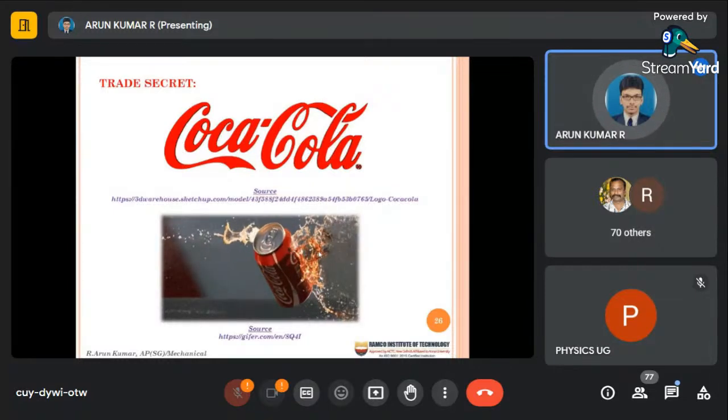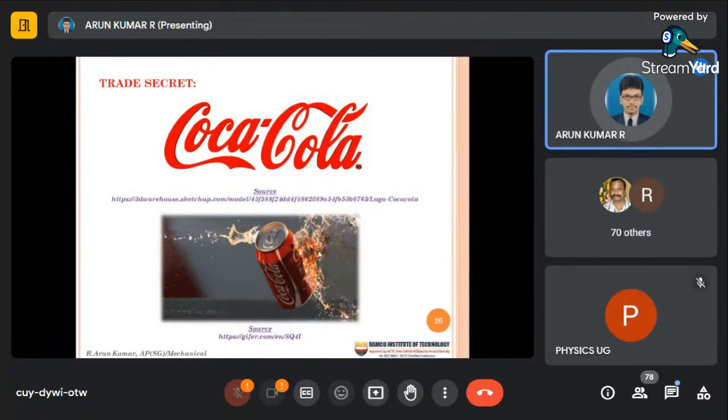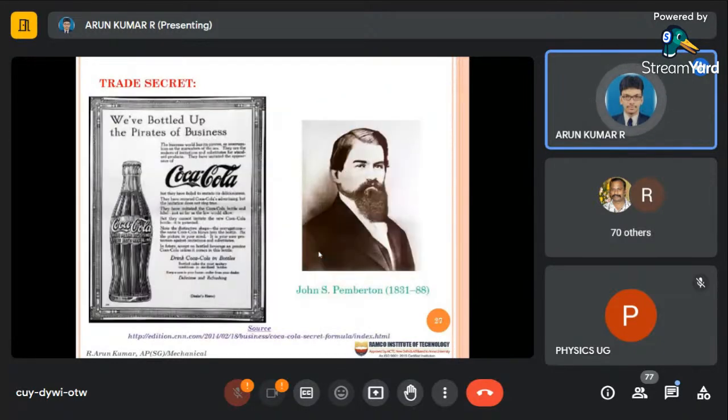For example, consider Coca-Cola. Coca-Cola actually came into the market almost 100 plus years ago, right? But still, it is sustaining in the market, and still, no competitor is able to replicate the taste of Coca-Cola, because the company maintained that manufacturable formula, that chemical formula, as a trade secret. Now, just a small piece of information or a brief story about Coca-Cola.